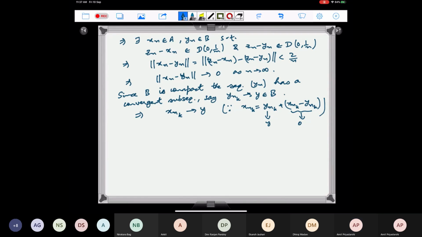So this means that y is a limit point of A, but A is given to be closed. So since A is closed, we must have that y belongs to A. So what we got is that this limit y is in B as well as A. This implies A intersection B is non-empty, which is a contradiction.